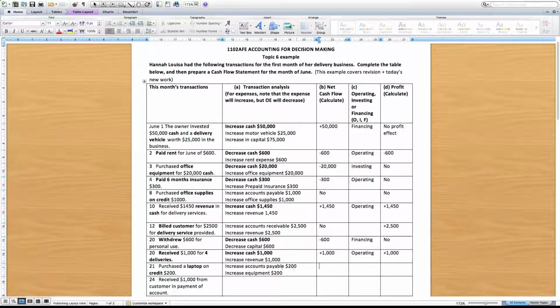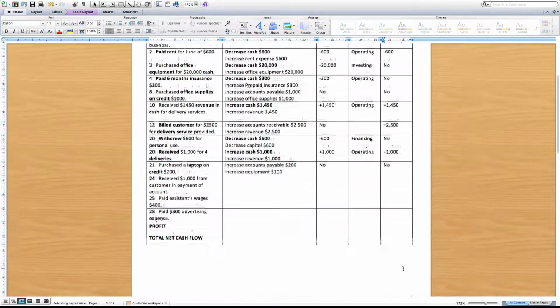In terms of cash flow, can't see anything in here that says cash, so we have no cash flow. So we don't have to classify it. Implications for profit, we're looking for a revenue or an expense account. We don't have a revenue or an expense account here, so no implications for profit.